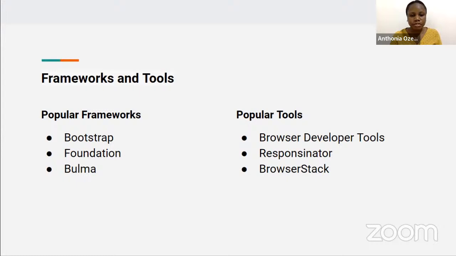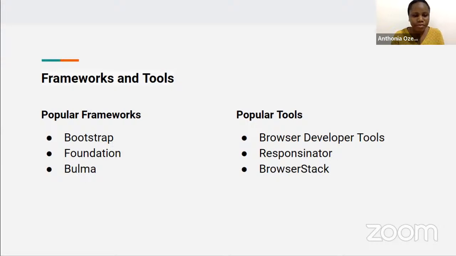Some of the popular frameworks used in carrying out a responsive web design are Bootstrap, Foundation, Bulma. Bootstrap is one of the most widely used front-end frameworks. Bootstrap includes a responsive grid system, pre-designed components, and powerful JavaScript plugins. It simplifies responsive design by using breakpoints and fluid grids.